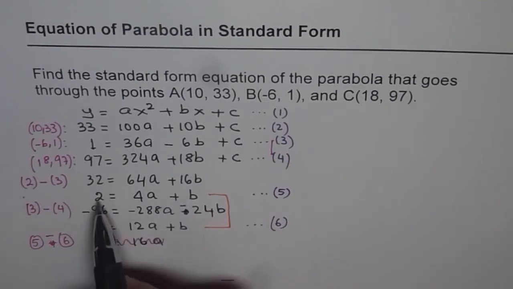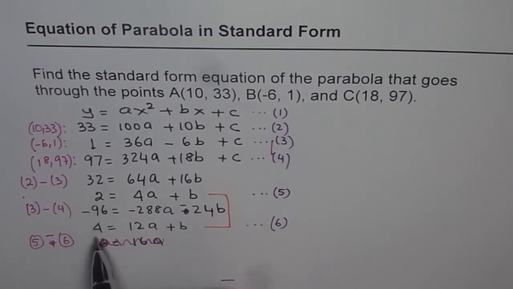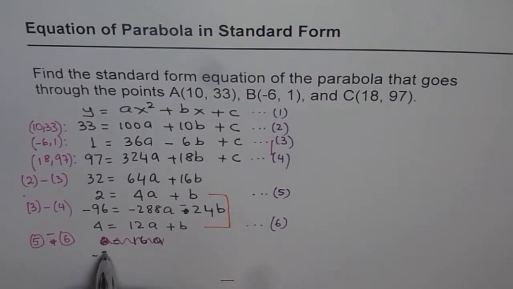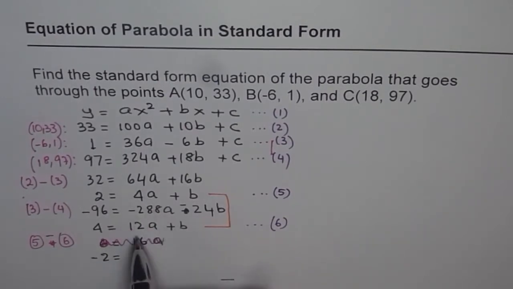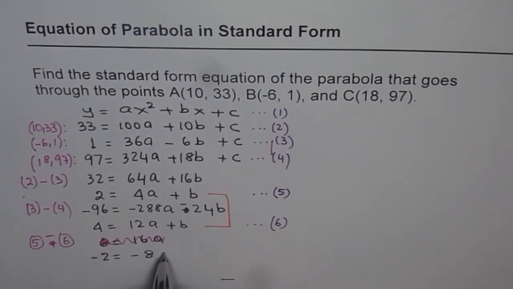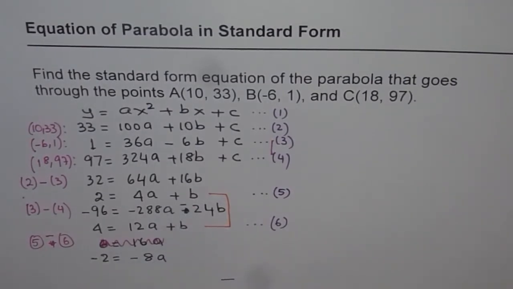5 take away 6 is 2 take away 4, which is minus 2. And 4 take away 12 is minus 8. And b take away b is 0. So from here we can get the value of a, and a is equal to 1 over 4. Right? So we get the value of a.